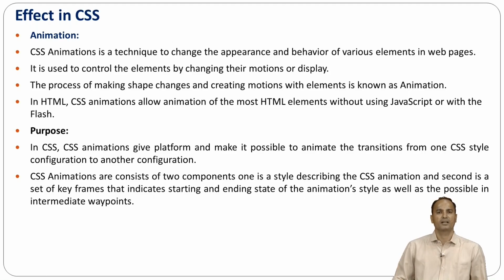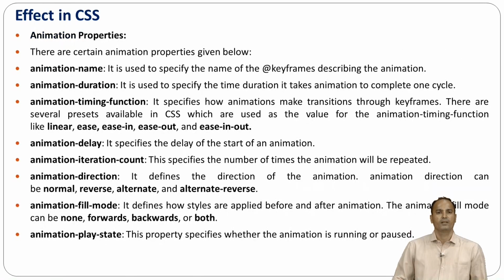CSS animation consists of two components. One is a style describing the CSS animation, and the second is a set of keyframes that indicates the starting and ending state of the animation style as well as the possible intermediate points. Animation properties are, first, animation name, which is used to specify the name of the keyframe describing the animation.